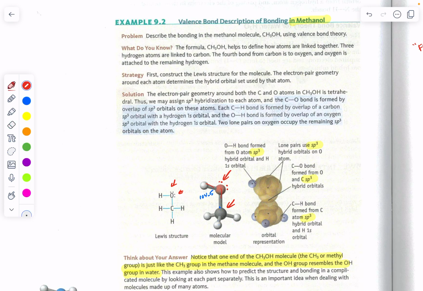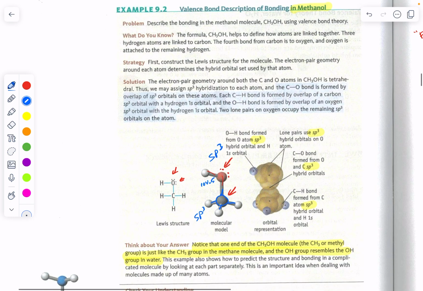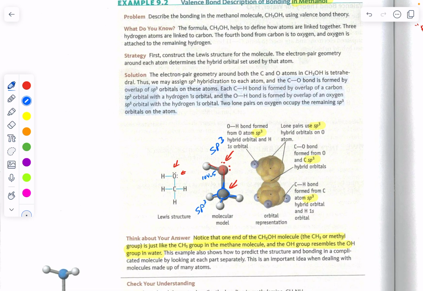But then coming down to the carbon, which is right there, we've got 1, 2, 3, 4 regions of negativeness in 3-dimensional space. So here we're going to have sp3 hybridization all around the carbon. And because we include the lone pairs, we have sp3 hybridization all around the oxygen atom as well. But our bond angles are different. The bond angles down here will be 109.5. Tetrahedral around both as well.